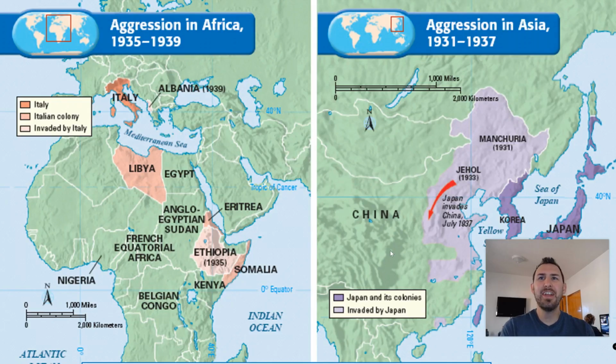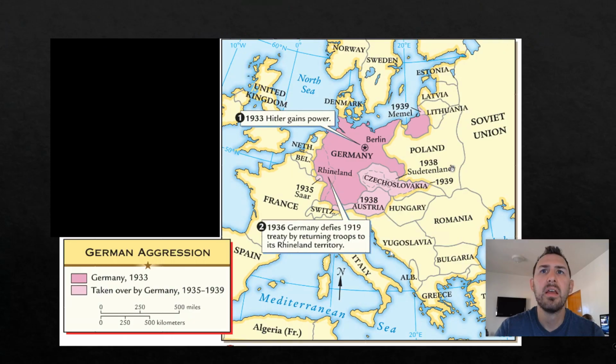In the 1930s, Japan, Italy, and Germany began to aggressively expand into new territory. These actions caused World War II in 1939. Italy invaded Ethiopia and Albania. Japan invaded Manchuria, which is northern China, and invaded Indochina and the East Indies. Germany annexed Austria and Czechoslovakia, and that led to World War II.